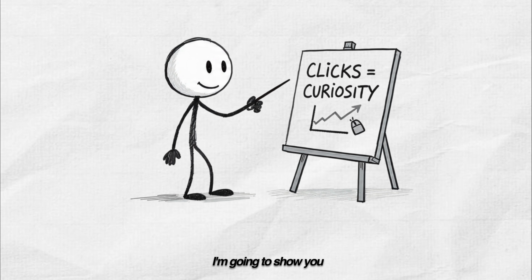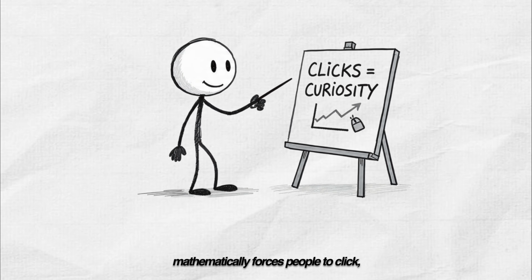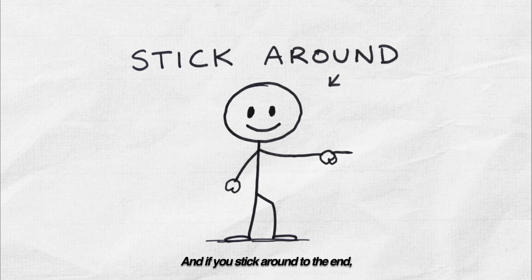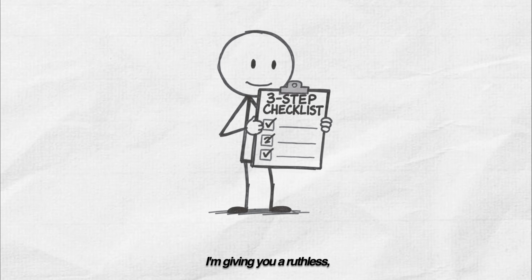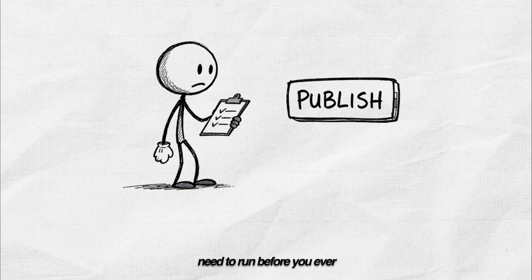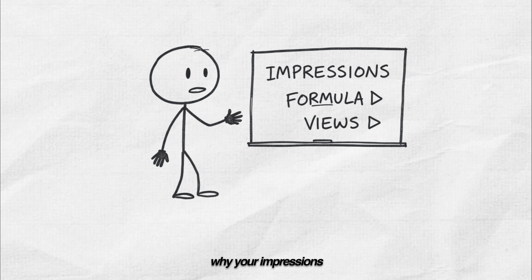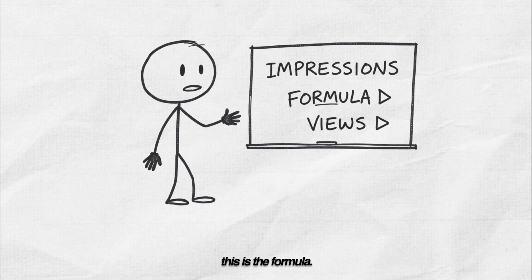I'm going to show you why each one mathematically forces people to click, using actual data, not guesswork. And if you stick around to the end, I'm giving you a ruthless 3-step checklist you need to run before you ever hit publish again. If you've been wondering why your impressions aren't turning into views, this is the formula.